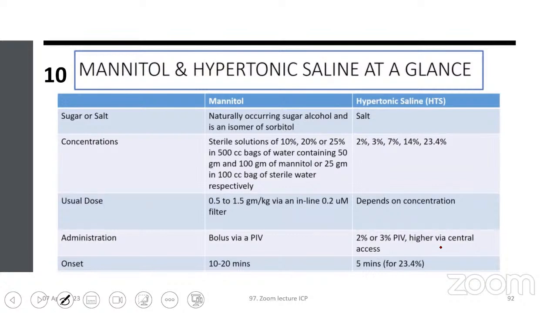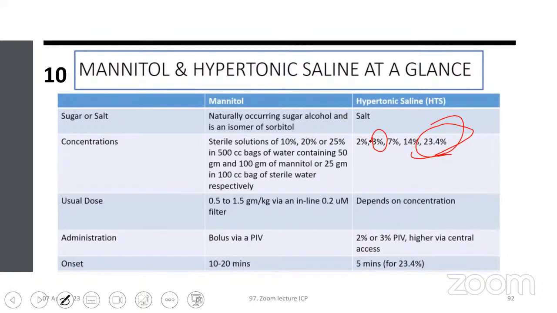Mannitol comes as 20%, 10%, 25% in 500 cc bags of water containing 50 grams, 100 grams of mannitol, or 25 grams in a 100 cc bag of sterile water, respectively. You can get the preparation. And similarly, sodium is 2%, 3%, 7%, 14%, 23.4%. This you have to make in the laboratory. What we get is 3% hypertonic saline. You can make 7% also. If you request the blood bank, they should be able to make it.